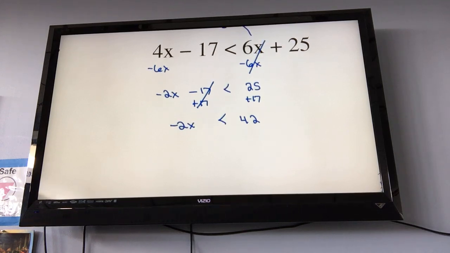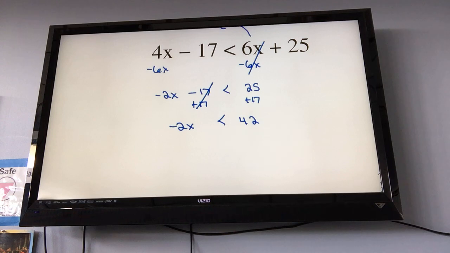And then Jace, what's my last step? You have to divide by negative 2. Then you have to change your symbol. Thank you. So divide by negative 2. He said those magic words, divide by negative. And when you divide by a negative, we do have to switch the direction of that symbol, as he also pointed out for us. 42 over negative 2, negative 21.